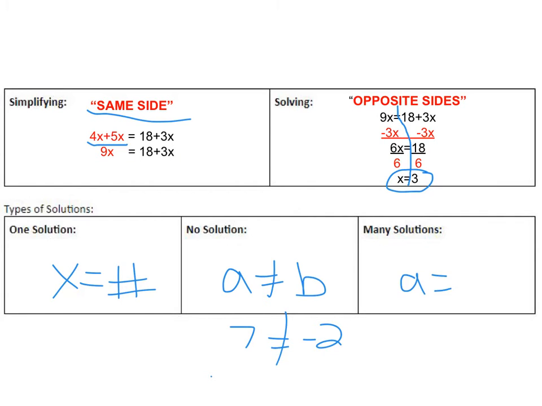Or we might have many solutions. This is where our a does equal b, and that would be like 7 equals 7. This is going to tell us basically many solutions. Sometimes you might see this written as infinite solutions, or sometimes you may see this symbol that means all real numbers. And that's what we are looking for as we solve.